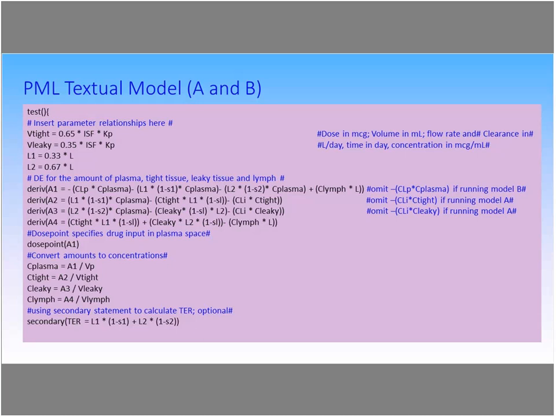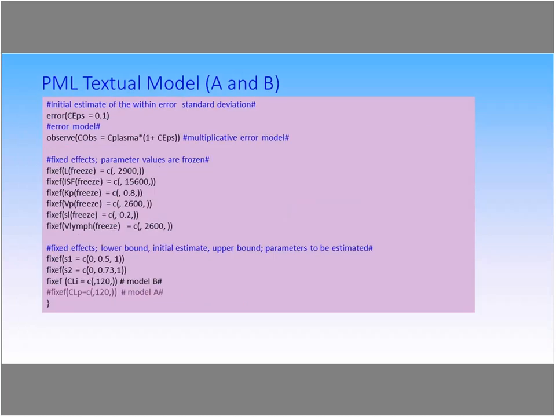It is very cool that we have the secondary statement right here. It's optional. You can put anything you are interested in here. For this project, we are interested in knowing the transcapillary escape rate, and this is how we calculate it. You remember? This one is getting out to the tight tissue, and this is the one getting out to the leaky tissue. Okay, let's go here.